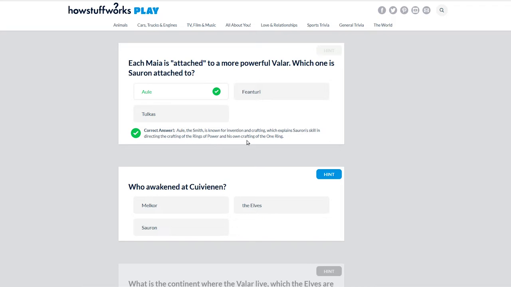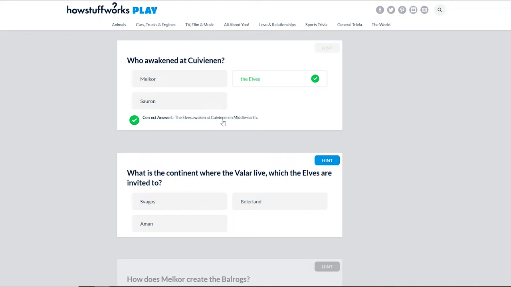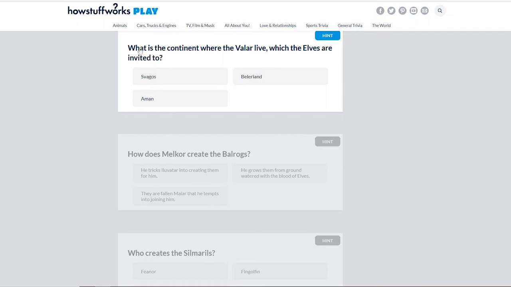Who awakened at Cuiviénen? Melkor, the elves, Sauron. And it's the elves. Yes, the elves awakened at Cuiviénen in Middle-earth. What is the continent where the Valar live, which the elves are invited to? Svagos, Beleriand, Aman. And it's Aman, because I don't think Svagos exists in Tolkien's world. I think it's a trick question.